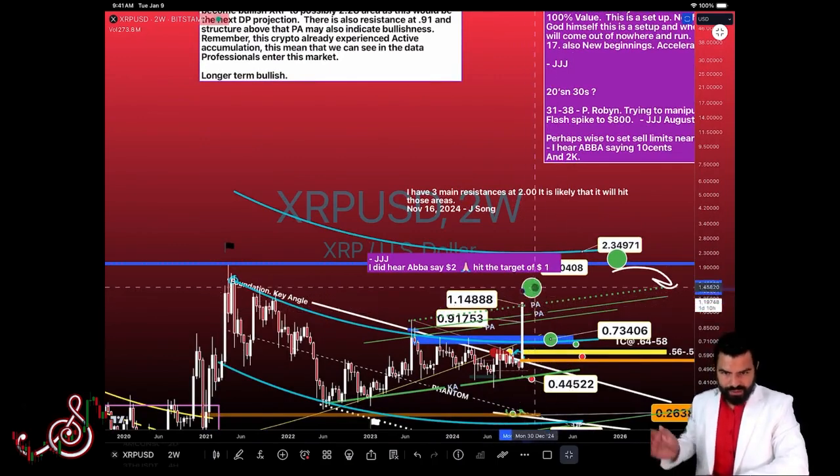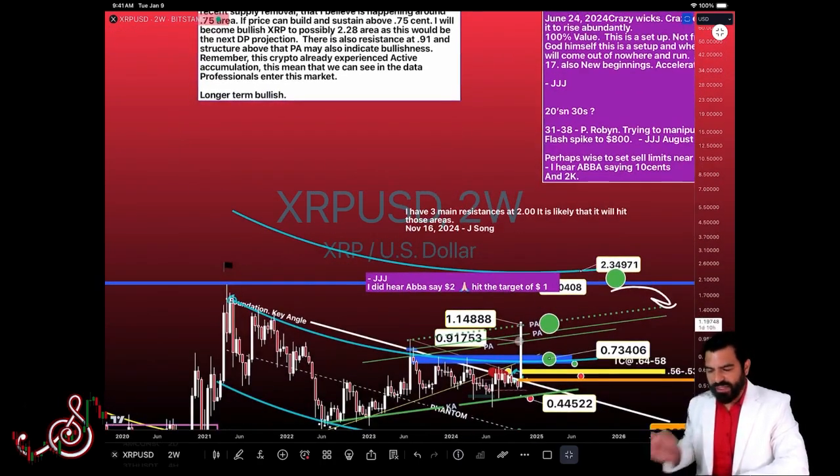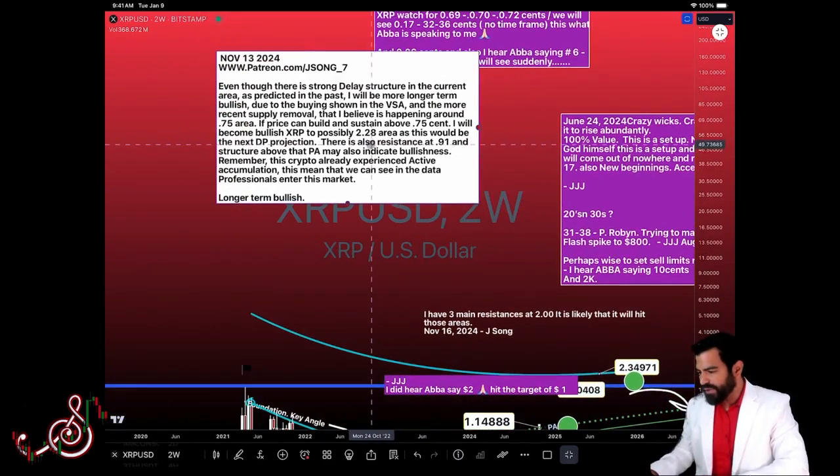Any of these structures sitting there, that's where another entry could be, which is basically where we're at right now, but we don't have any pullback, so we're just stopping there. There's also resistance at 91. Okay, that's why I wrote that.